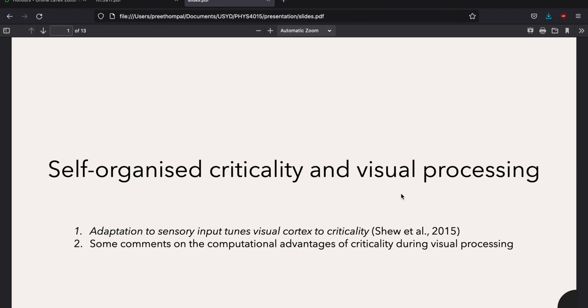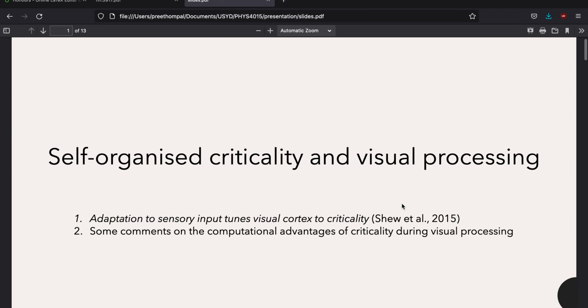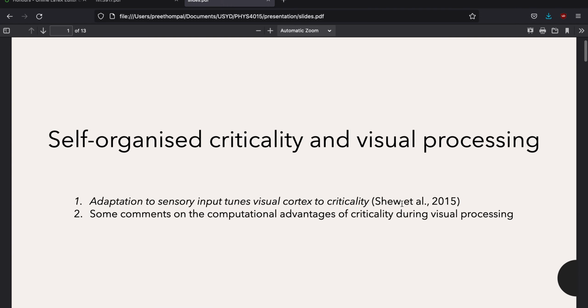All right, hey guys. So I'm going to talk about self-organized criticality and visual processing. I'm going to primarily focus on this paper, which is Adaptation to Sensory Input and how that tunes visual cortex to criticality. But then I also want to make some comments just generally on the computational advantages of criticality during visual processing. So why does it happen? What's the functionality of it?